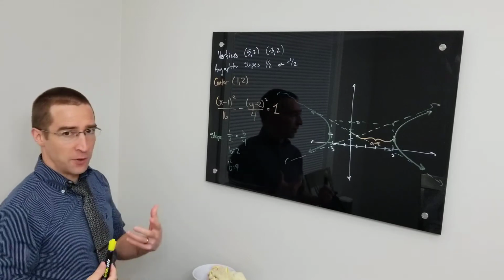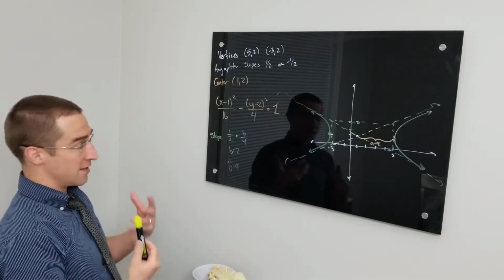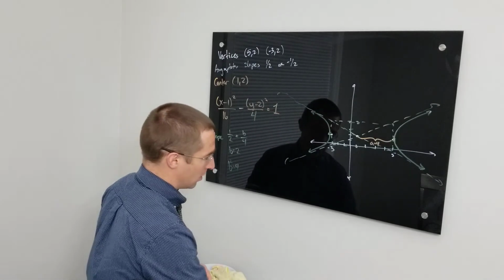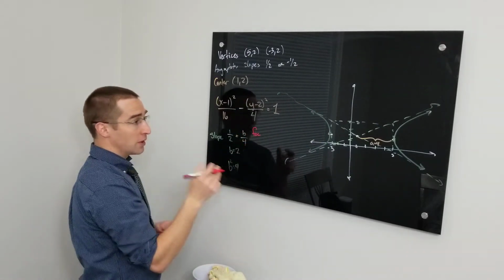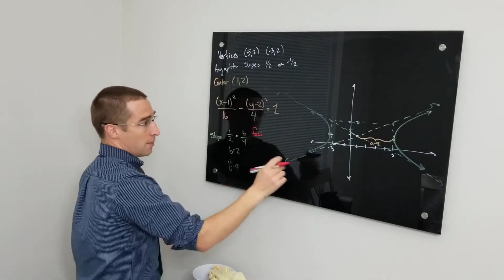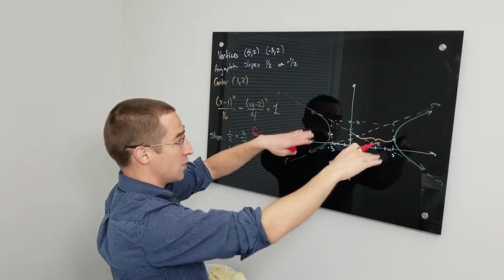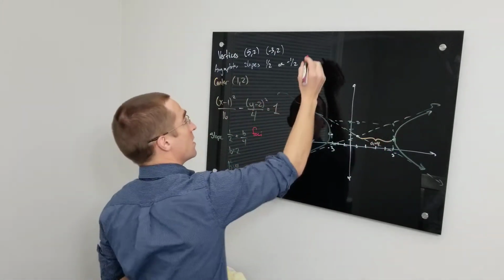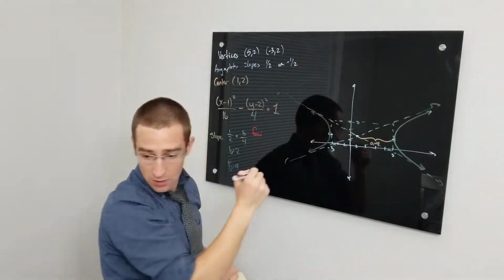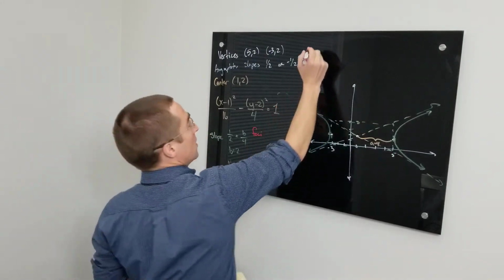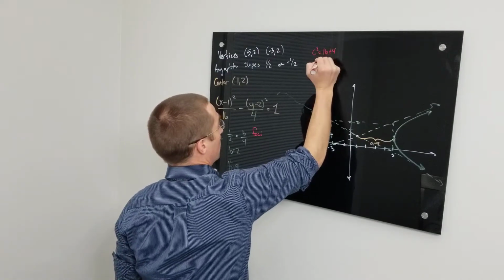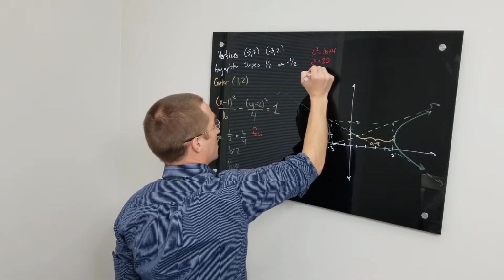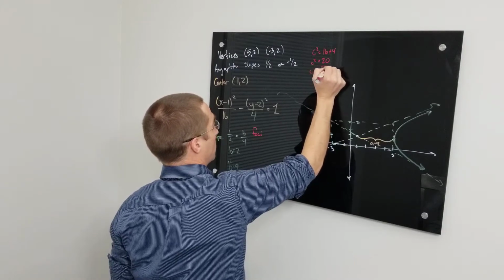Lastly, we need to know where our foci are so we can graph them. For the foci, they're going to have the same y number because we have a horizontal transverse axis. We need to know the c value for this. So here, we need to know c squared equals 16 plus 4, which is 20. So c equals square root of 20.